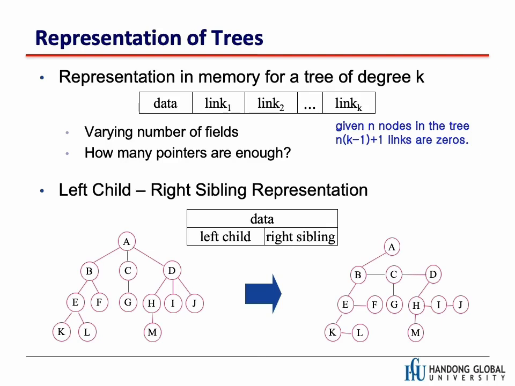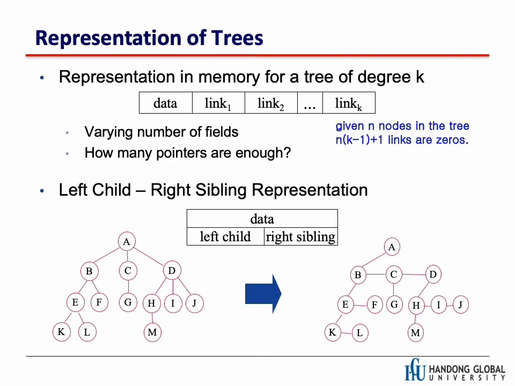So for example, if the root node has 3 children, and the degree of the tree is 3, then link 1, 2, 3 will point to the index of the children. If we have 7 nodes in the tree, then we have 7 rows, and if the degree of the tree is 3, then we have 3 columns for links. So the 2D array can represent one tree.